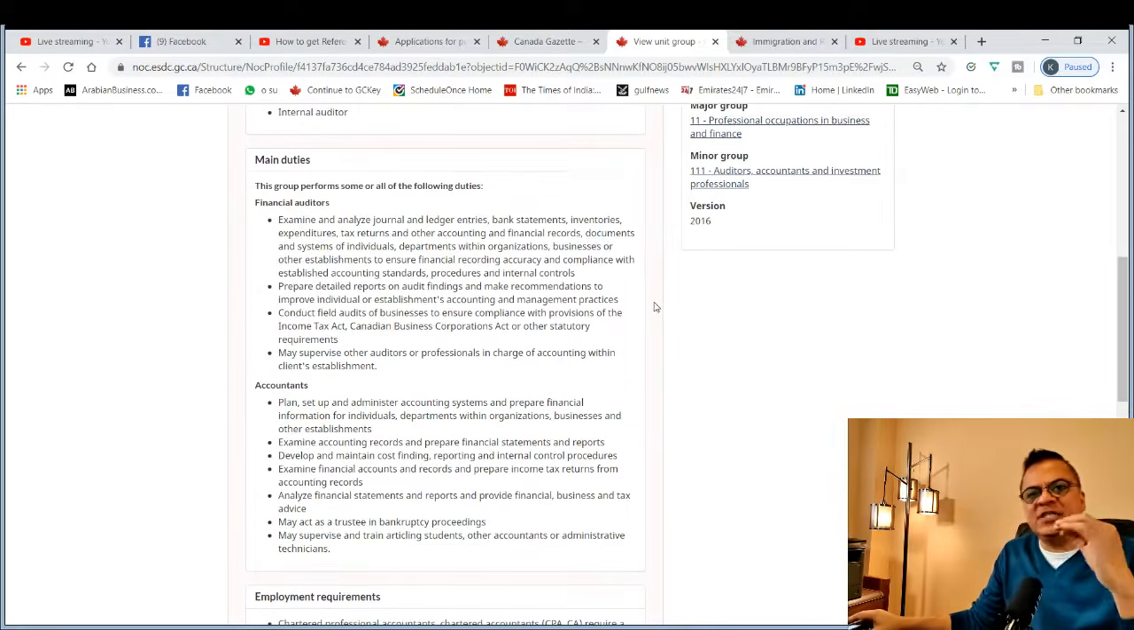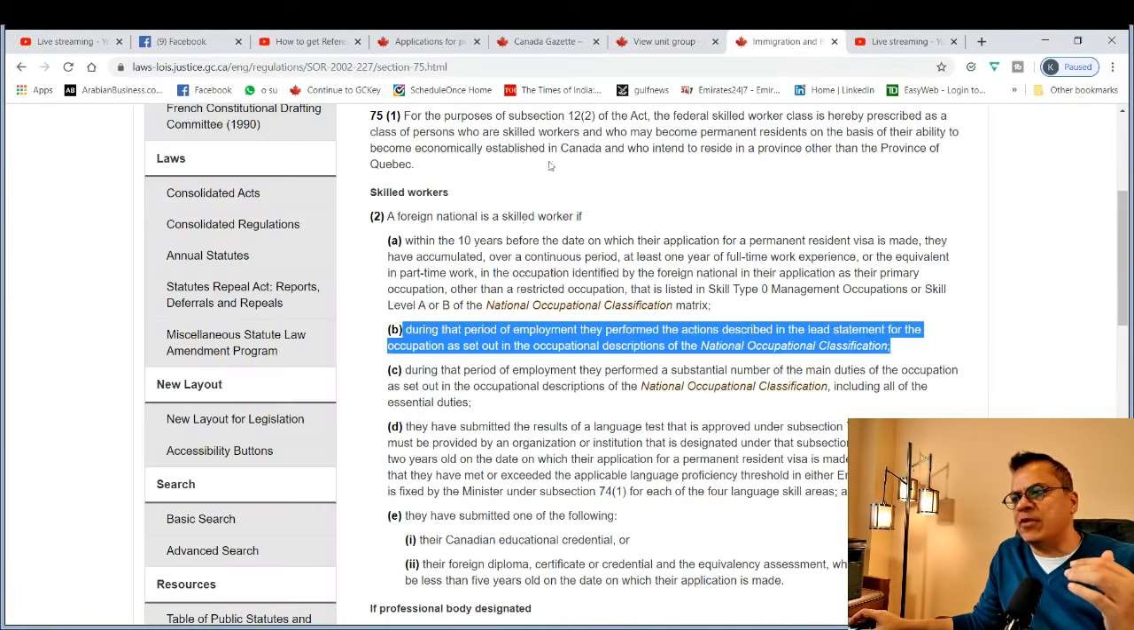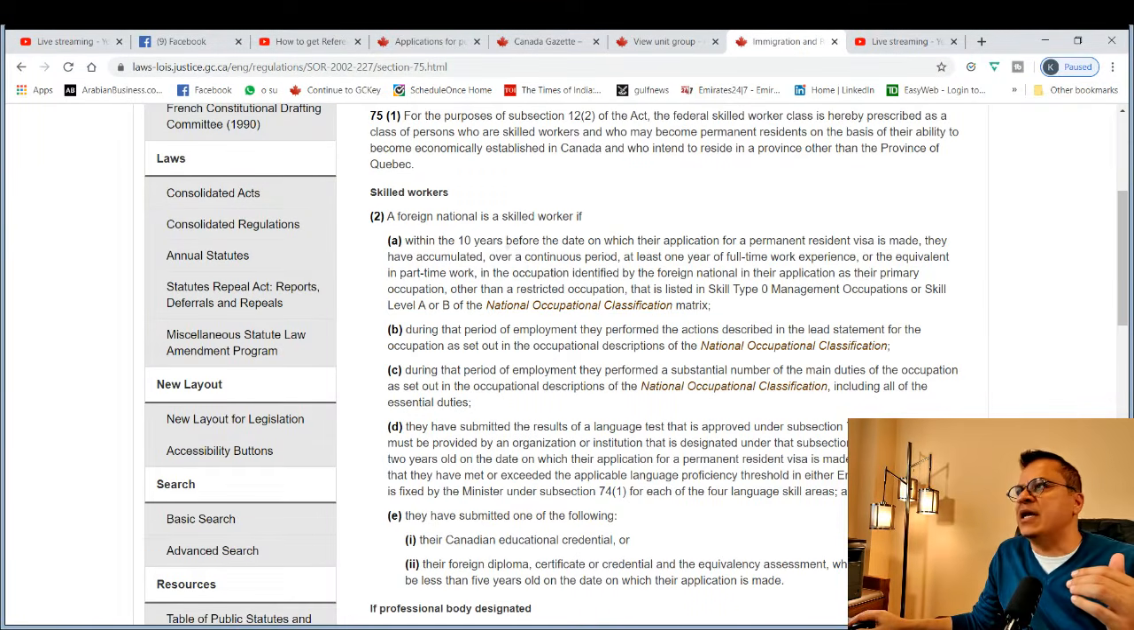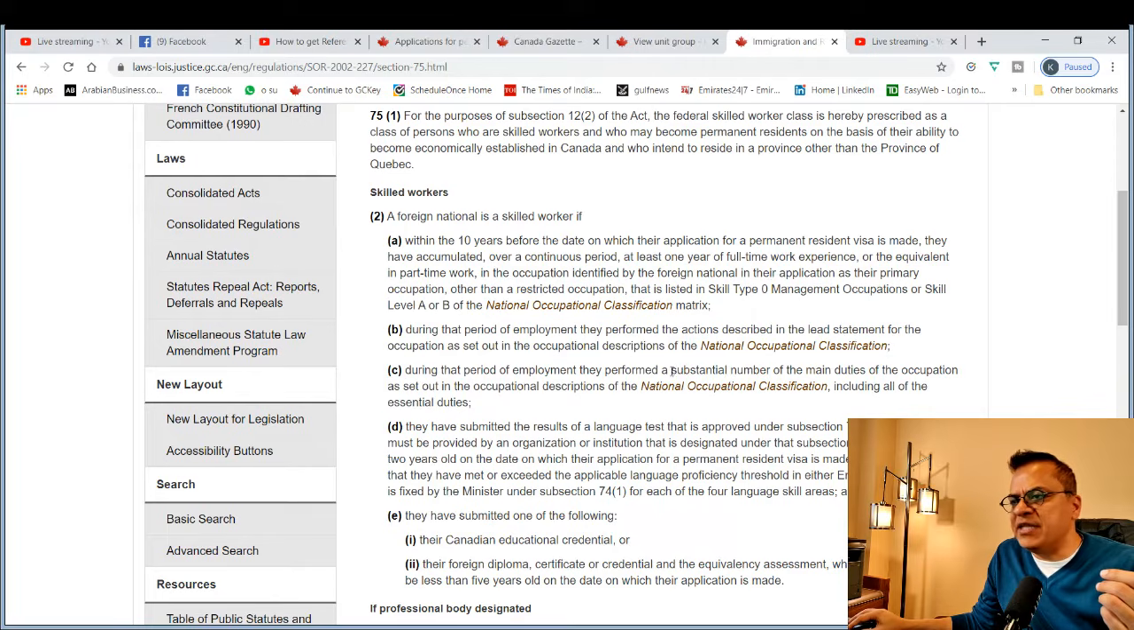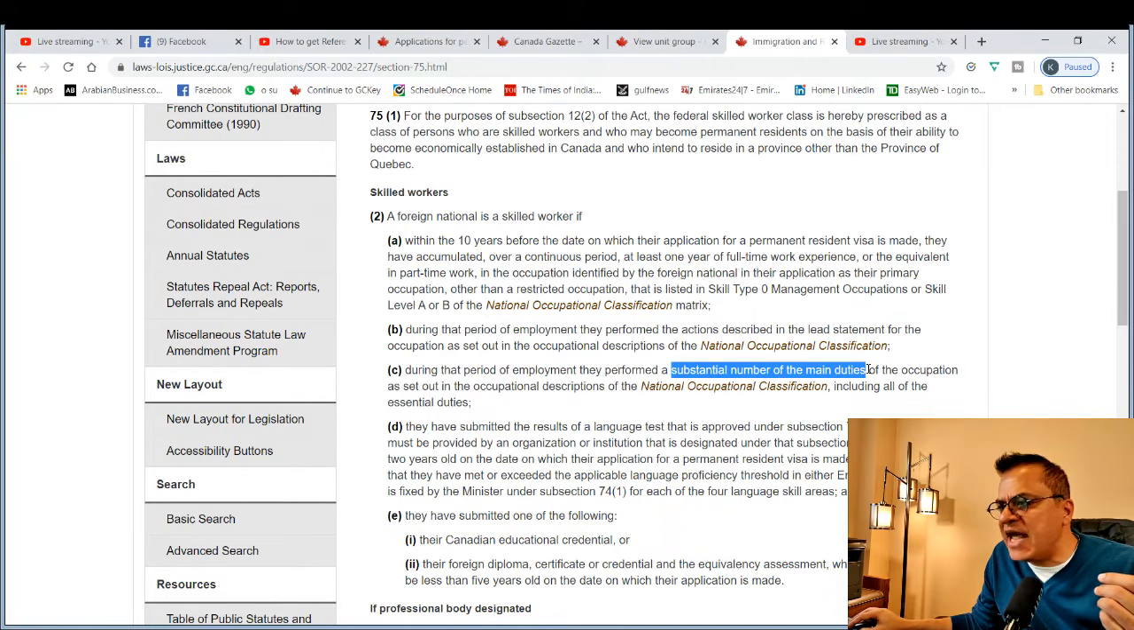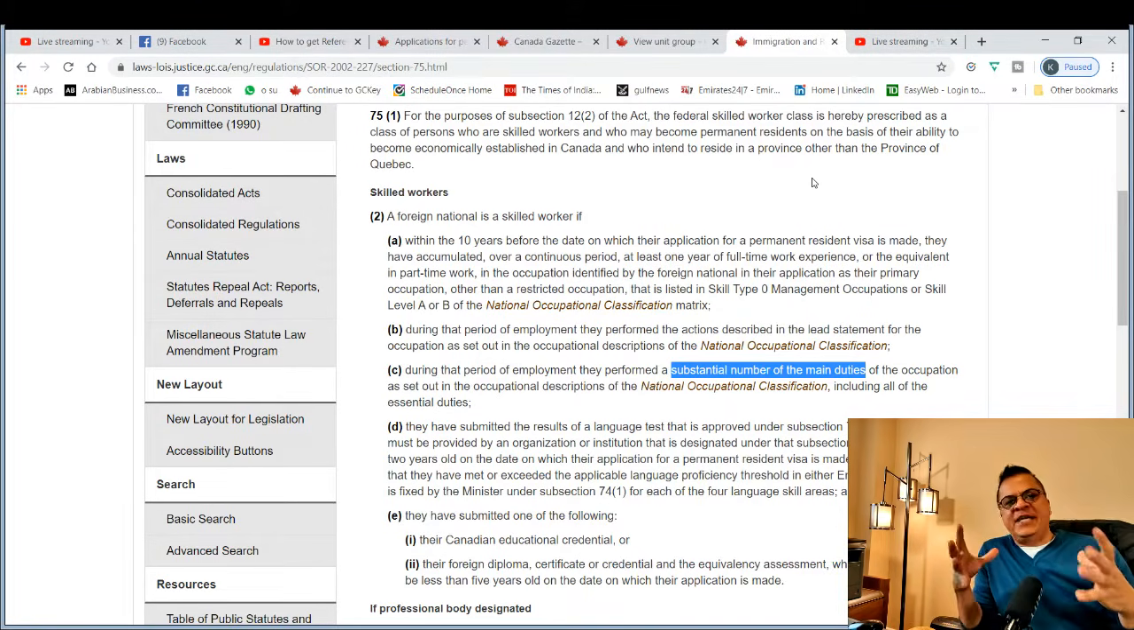Okay, now we'll come to the next section, and again let's go back to the law, where it says first that within the last 10 years, which we've already identified, and then it says during that period of employment they performed a substantial number of the main duties. Substantial number of main duties. Now it's very subjective. Most of the assessment of an immigration application is quite objective. They go as per the law. If it states in the law, they will assess it.